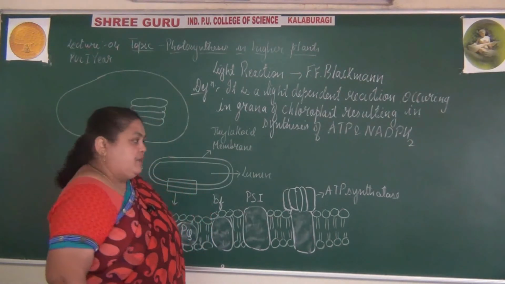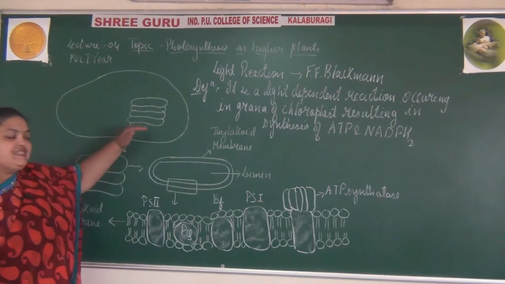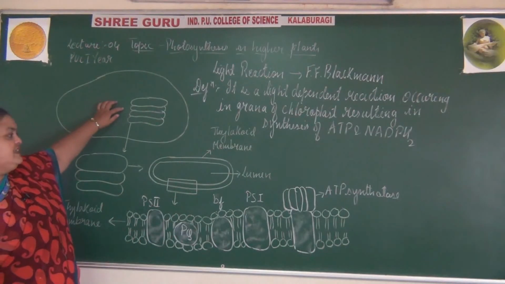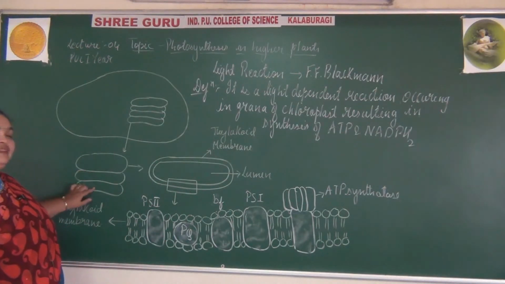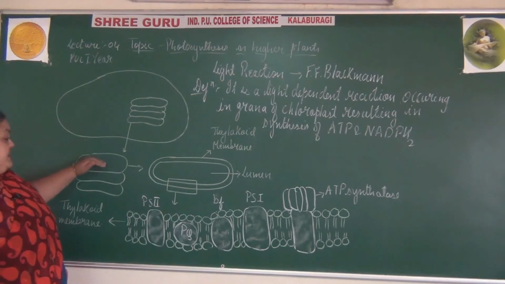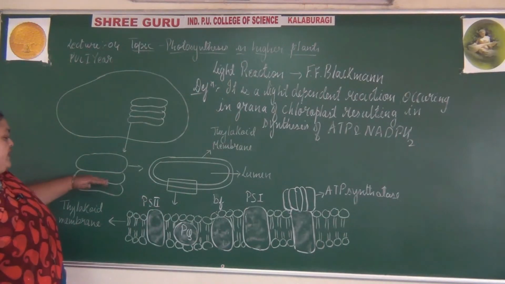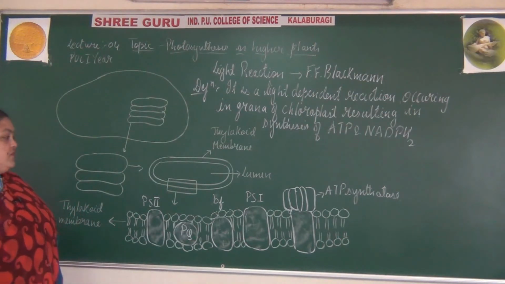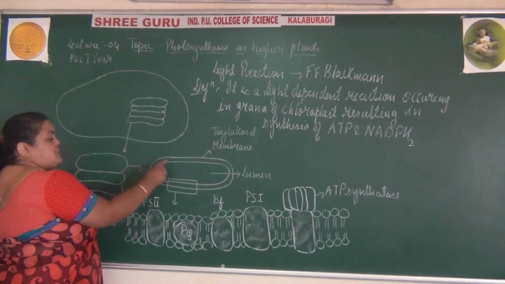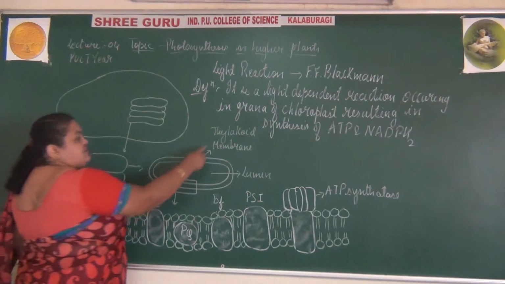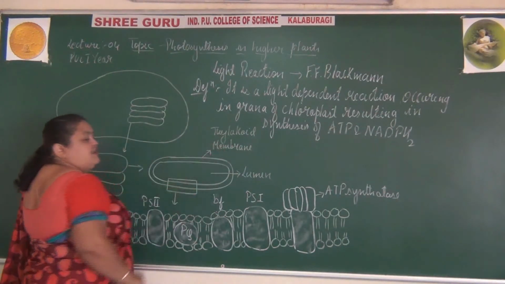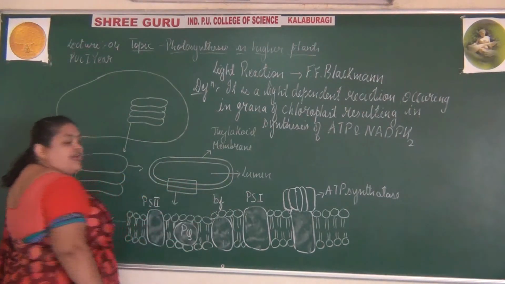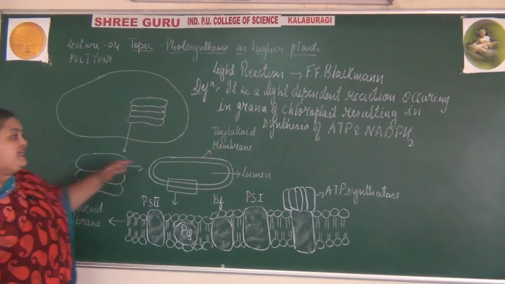and NADPH. So this is an expanded structure of the grana, where the grana are made up of thylakoids. Each grana is made up of thylakoids, placed one above the other like a pile of coins. Each thylakoid has a thylakoid membrane and a space. That space is known as the lumen.